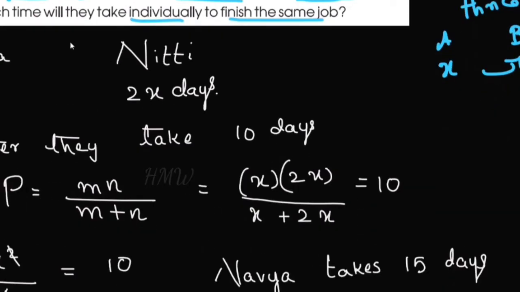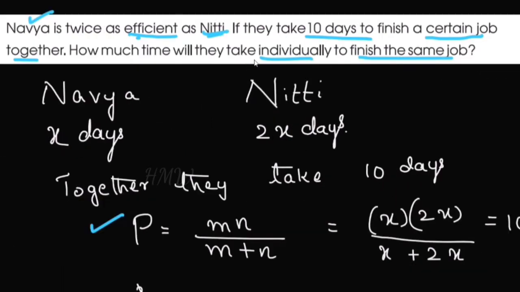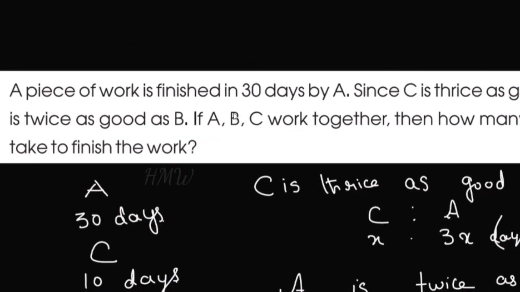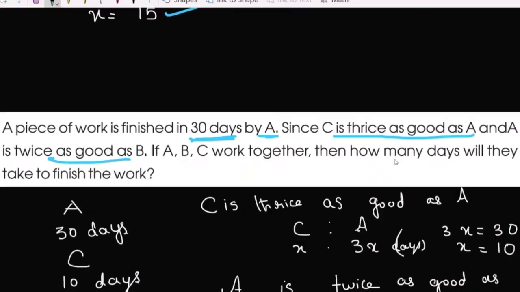Okay, so they ask you to find how much time they will take individually to finish the same job. Now we move on to the next sum. Question number 2. A piece of work is finished in 30 days. Look at this, this is again an efficiency sum.